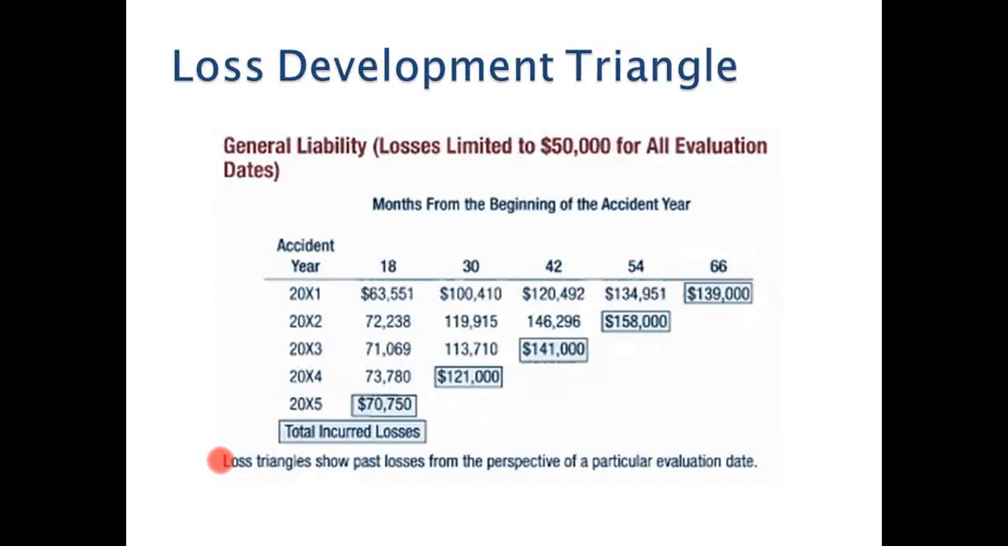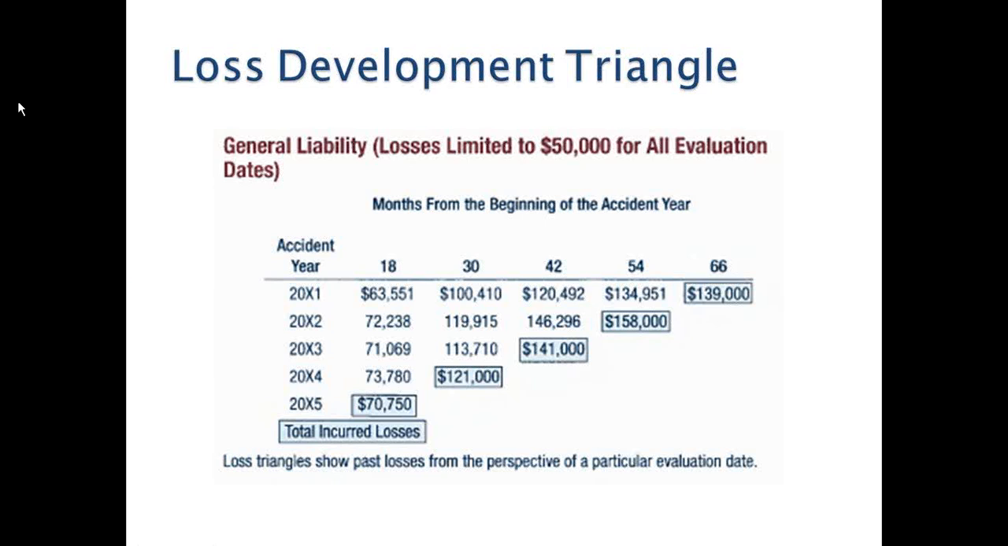So here is what's called a loss development triangle, and this really shows loss development. This is typically used by most actuaries. They'll produce a loss development triangle. If you get an actuarial study, you'll see something like this in the study.